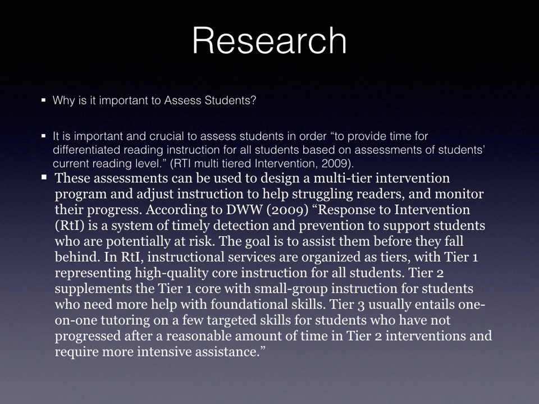The multi-tier intervention works in such a way that in tier 1, the instructions for students are organized in such a way that they receive high quality core instruction as a whole group. In tier 2, some supplements are given to students that are struggling, and students work usually in a small group setting. In tier 3, however, the intervention becomes one-on-one tutoring, and it's very intensive.